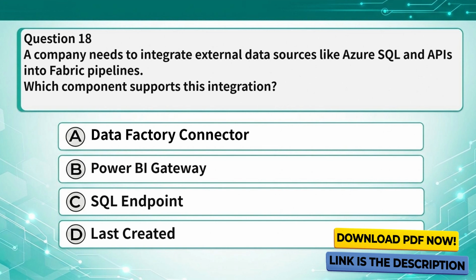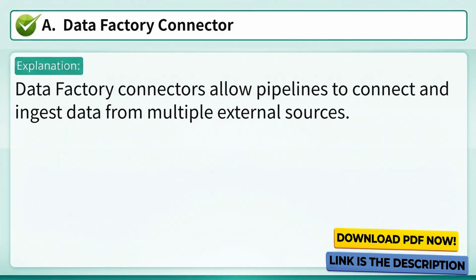Question 18. A company needs to integrate external data sources like Azure SQL and APIs into Fabric pipelines. Which component supports this integration? A. Data Factory Connector. B. Power BI Gateway. C. SQL Endpoint. D. None. Correct answer: A. Data Factory Connector. Explanation: Data Factory connectors allow pipelines to connect and ingest data from multiple external sources.